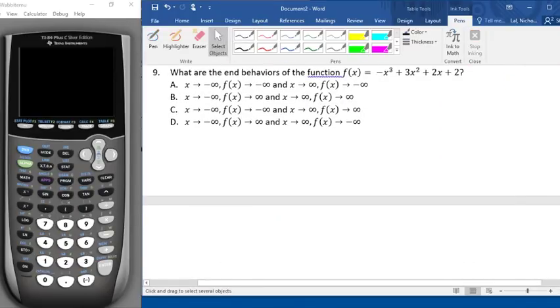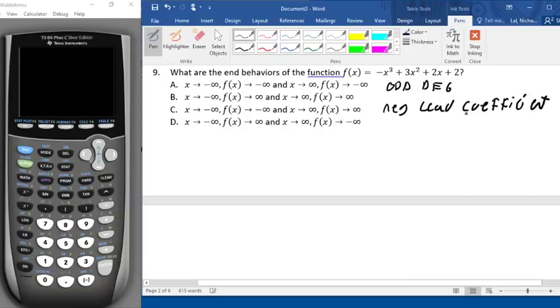What are the end behaviors of the function negative x cubed plus 3x squared plus 2x plus 2? Well, you have an odd degree and a negative leading coefficient. And all polynomials with an odd degree and negative leading coefficient are going to have end behavior that will look like this.